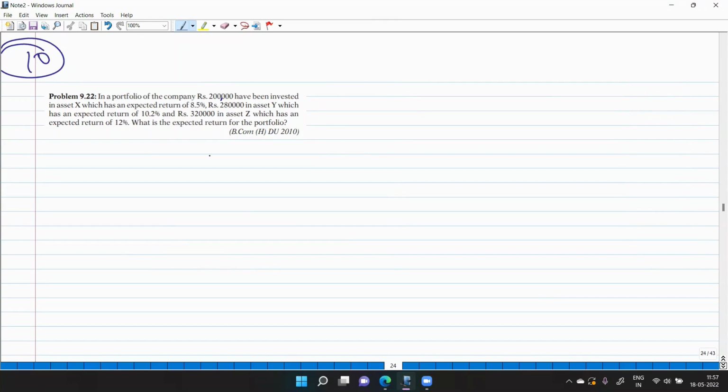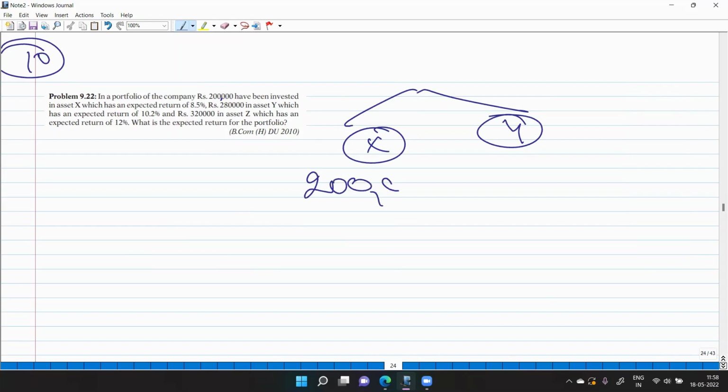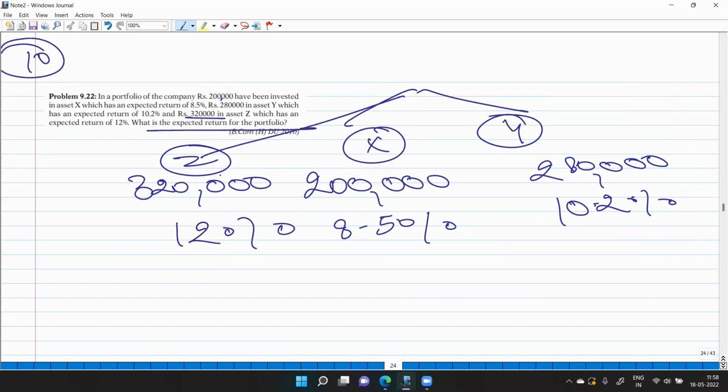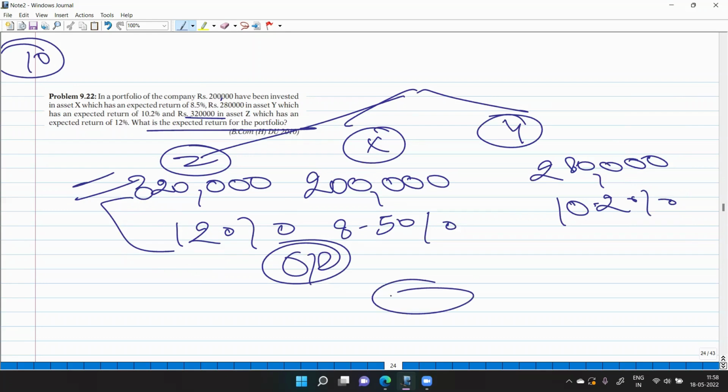In a portfolio of a company, rupees 2 lakh has been invested in asset X. तो दो asset है, asset X and asset Y. 2 lakh यहाँ पे invest किए हैं and 2,80,000 यहाँ पे invest किए. Returns is 8.5% and Y का it is 10.2%. Okay, he has invested also in security asset Z, that is 3,20,000, which has an expected return of 12%. What is the expected return of the portfolio? Just multiply, multiply, multiply, or वेट्स कन्वर्ट कर लो, मल्टीप्लाई करके टोटल कर देना, ठीक है.